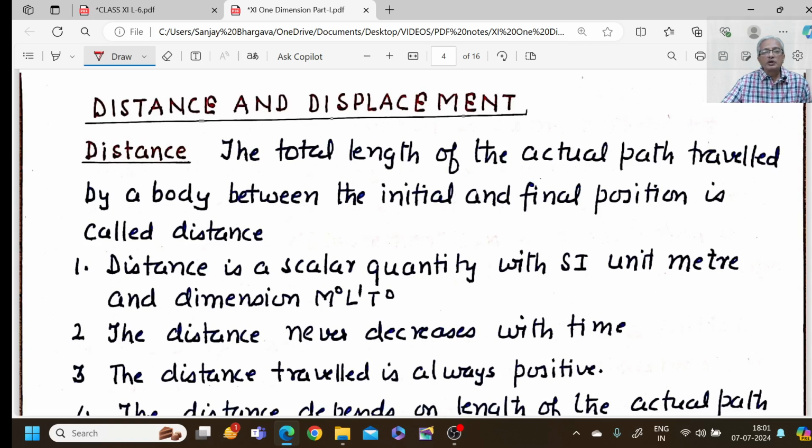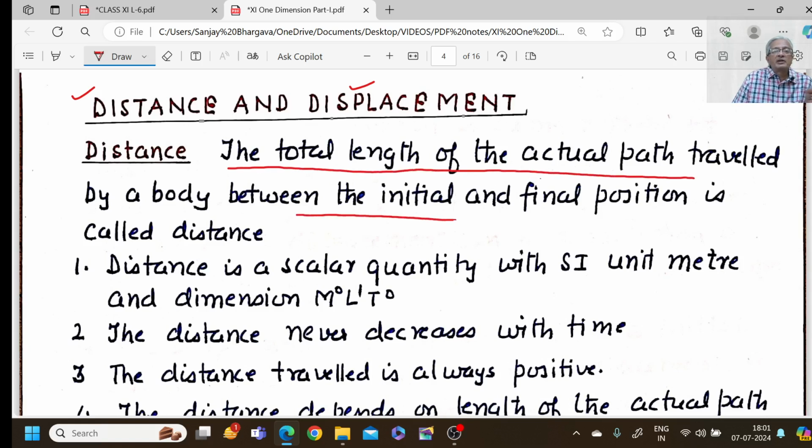Now let us discuss two important physical quantities, distance and displacement. Distance: the total length of the actual path traveled by a body between the initial and final position is called distance. Distance is a scalar quantity with SI unit meter and the dimensions are M^0 L^1 T^0. So the actual length of the path traveled by the particle would always be the distance. It's a pure scalar quantity with SI unit meter and dimensions M^0 L^1 T^0.